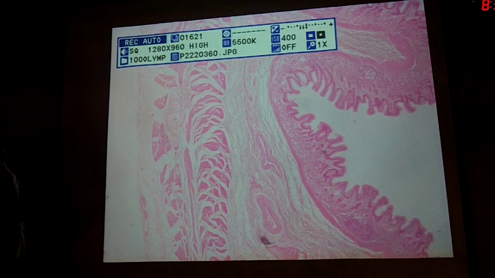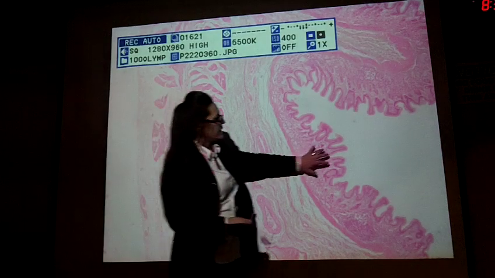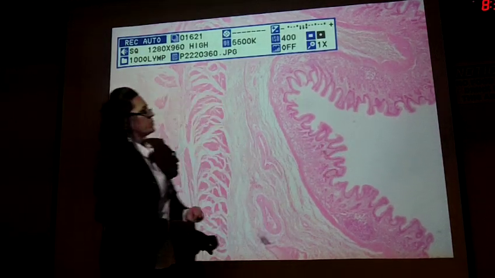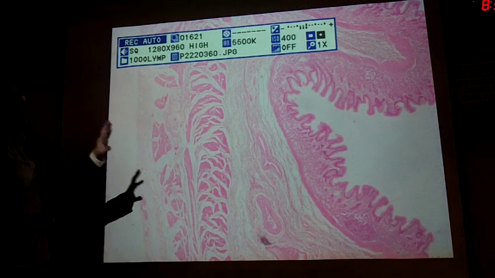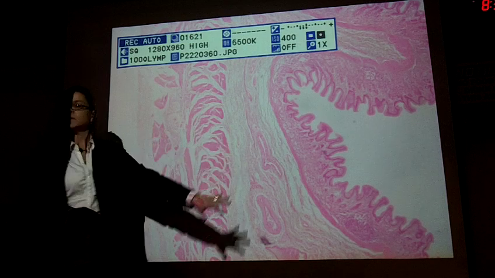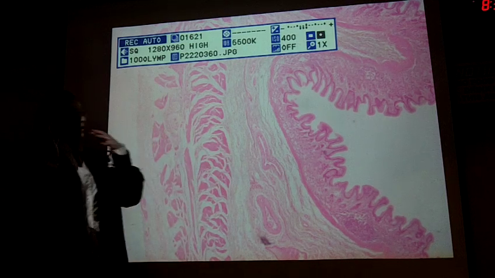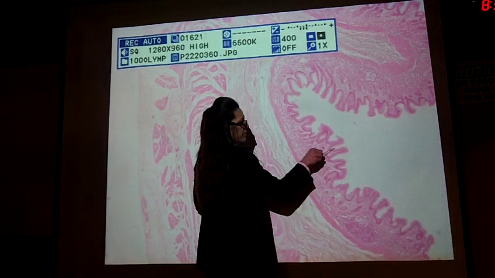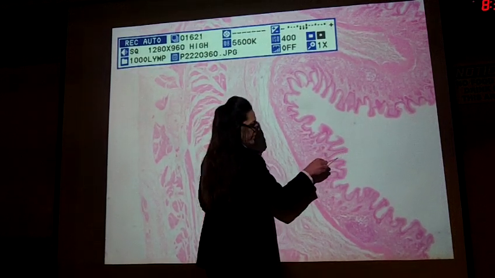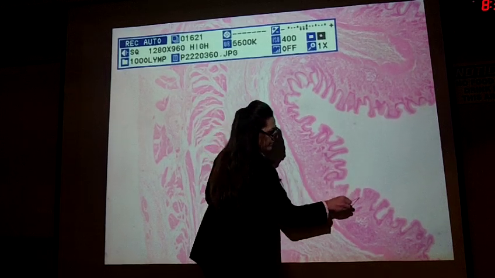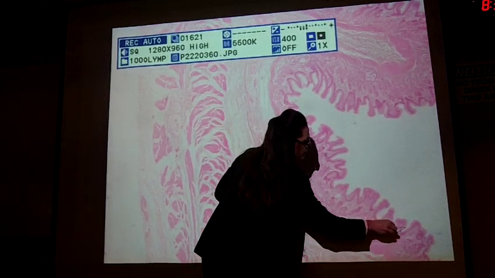Okay. So those are your different tunics. Now what we want to do is come in here and magnify this so we can see it a little bit better. And again, when I look at that, I know that I'm looking at stomach because I can see that those are pits. So what I'm looking for here is this indentation right there, that's your pit. That's a pit, that's a pit, pit, pit, pit, pit, pit, pit.